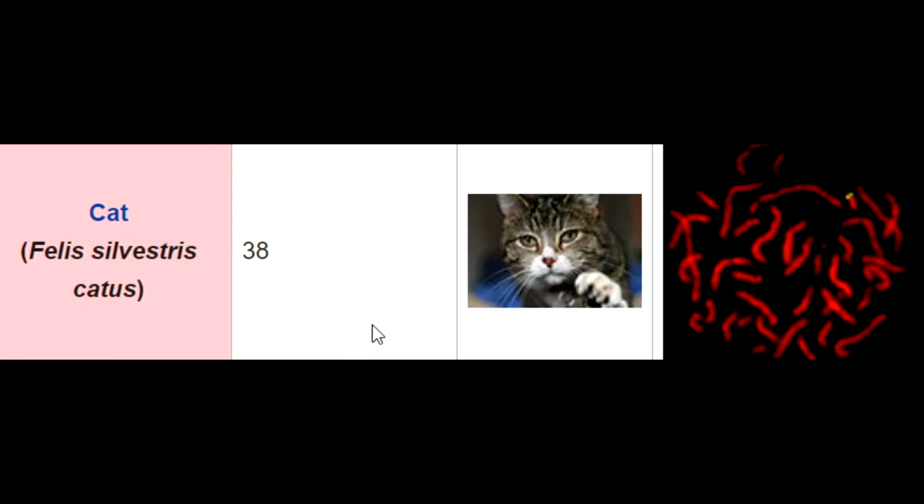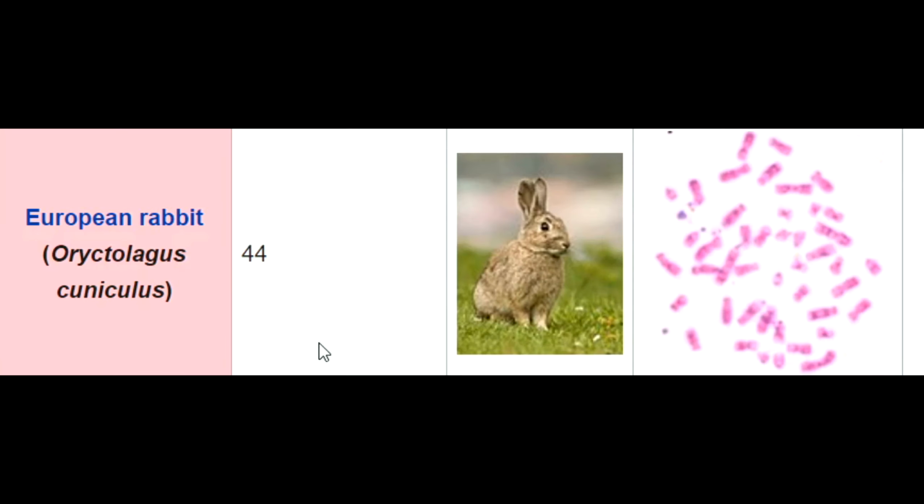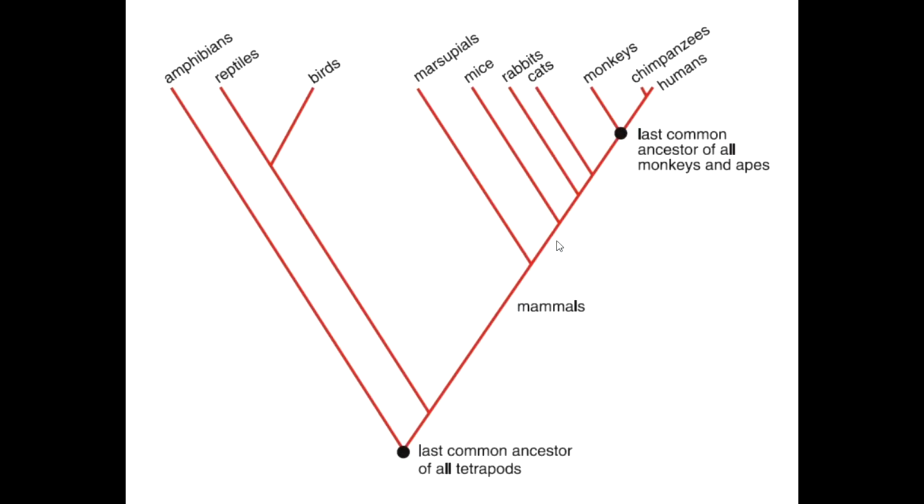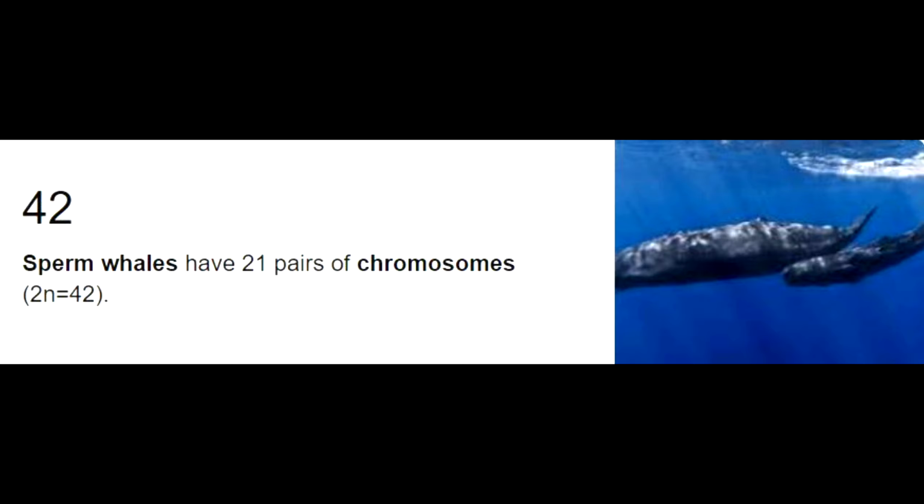Cats have 38 chromosomes, mice have got 40, rabbits have got 44. And around about this point in the tree, we can be fairly confident that the ancestor of mice, rabbits and cats probably had between 38 and 44 chromosomes, and that would likely have been 40 or 42. Sperm whales have 42, right smack in mammal territory where you'd expect to see them.